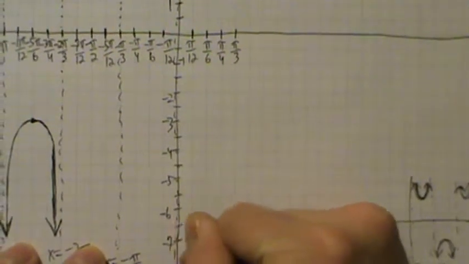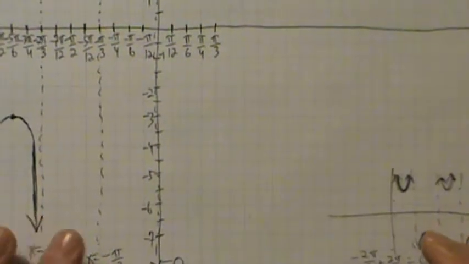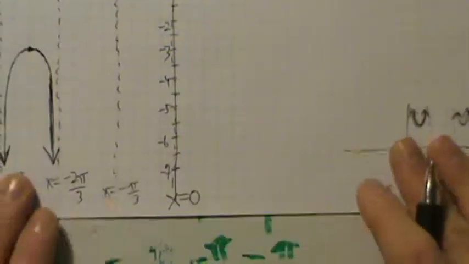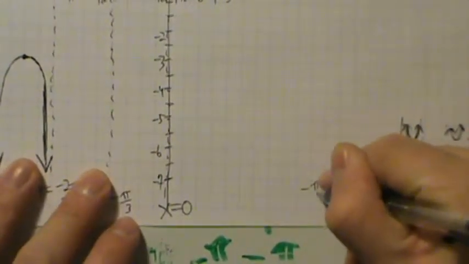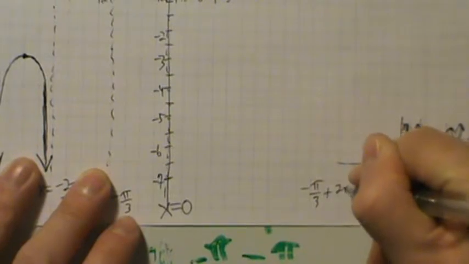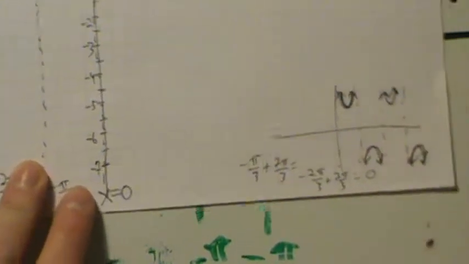Okay, so anyway, this is x equals 0. And then if we go, oh sorry, let's start here, negative pi over 3. So if we go at negative pi over 3 and go 2 pi over 3 units to the right, that's negative pi over 3 plus 2 pi over 3. Well, let's zoom in a little bit.